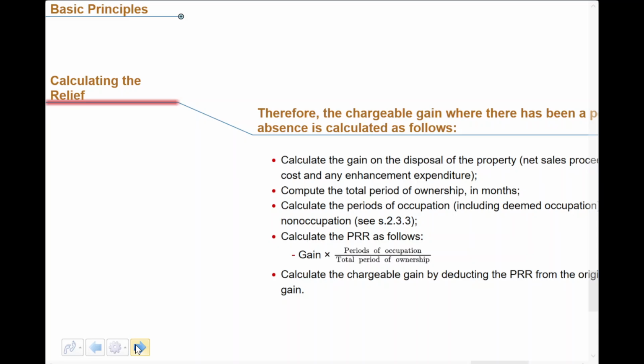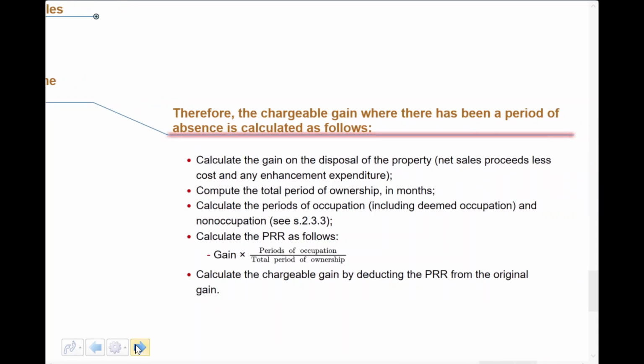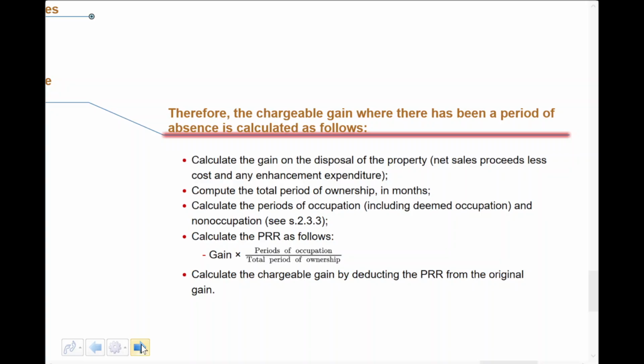So calculating this relief is along the following lines. Where there has been a chargeable gain and a period of absence, what we need to do is follow these steps. In other words, these steps lead us to the situation where we can split the overall gain between a chargeable gain and an exempt gain. So first off, what do you do?